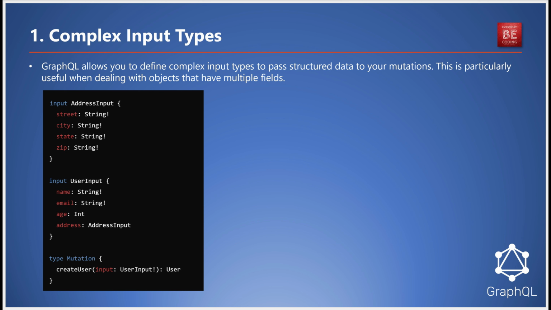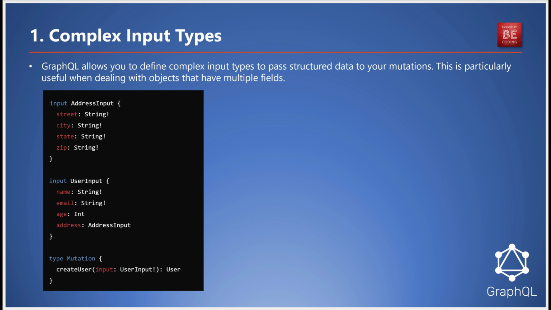Instead of multiple awkward calls, GraphQL allows the definition of an input type that encapsulates all necessary data, like name, email, and address, which itself includes street, city, state, and zip code. This structured approach not only simplifies the data flow, but also enhances clarity and maintainability.